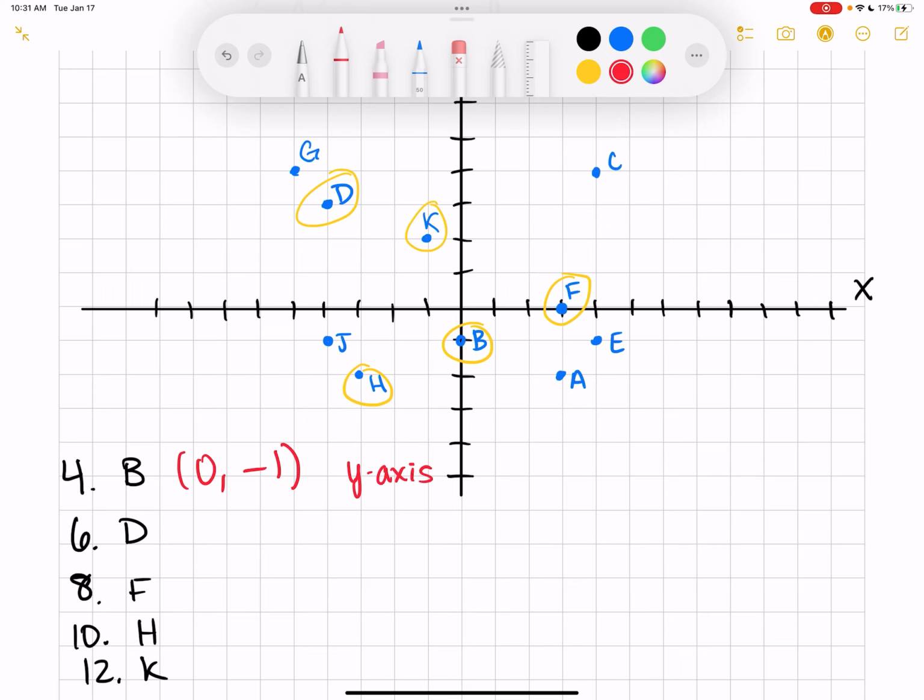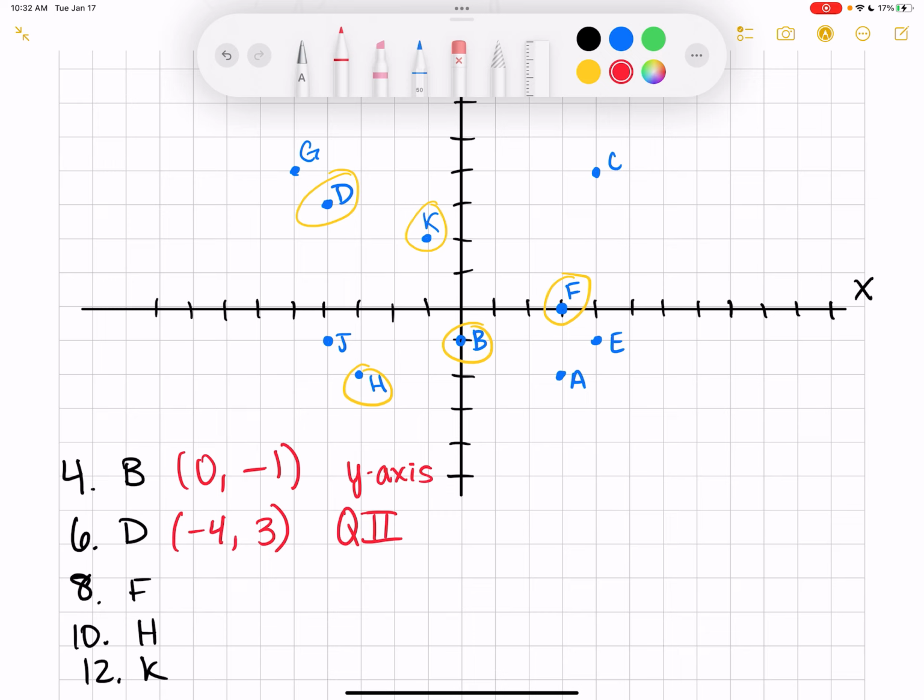All right, how about point D? -4, 3. Yep, -4, 3. So it went 4 to the left, which would be -4, and then up 3. And what quadrant would that be in? Quadrant 2. Yep, quadrant 2. So I'll usually just write Q and then the number 2 to shorten it.